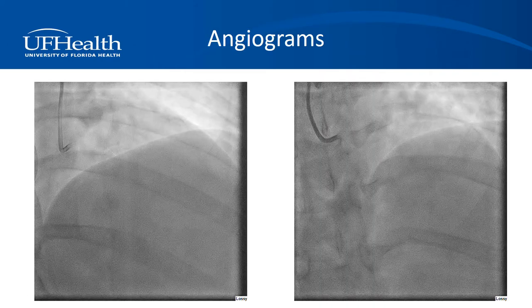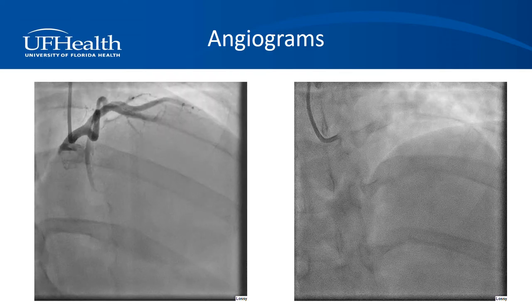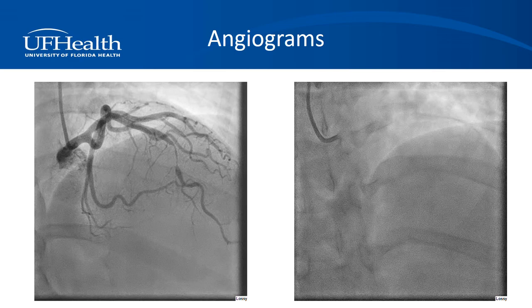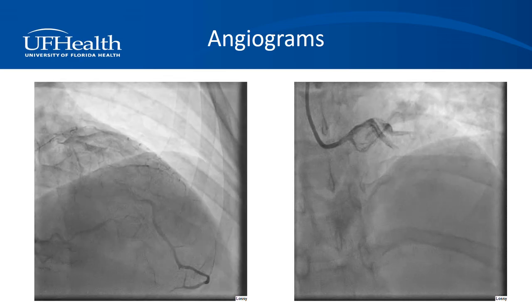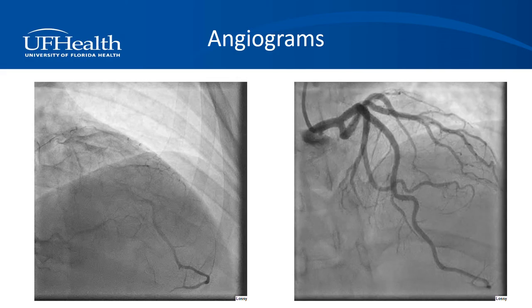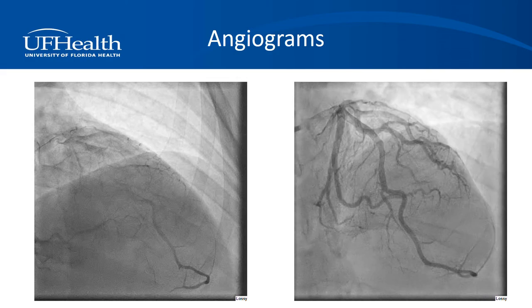Here are two angiograms from the patient in case 6. The angiogram on the left shows a 75 to 95% narrowing in the mid-LAD that is the likely cause of the patient's anterior STEMI. This lesion completely resolved with intracoronary nitroglycerin as seen on the right.